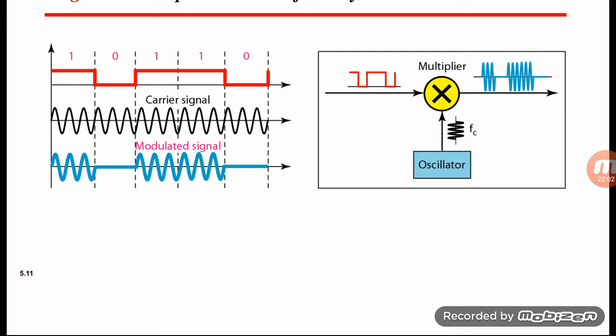So for 1, you see that the signal is going as is. For 0, it automatically gets 0. For 1, again, it keeps on going like that, and for 0, it is like that.